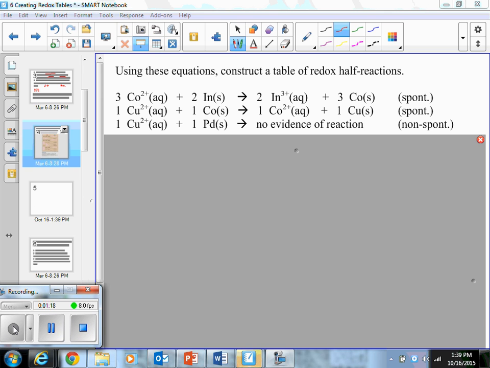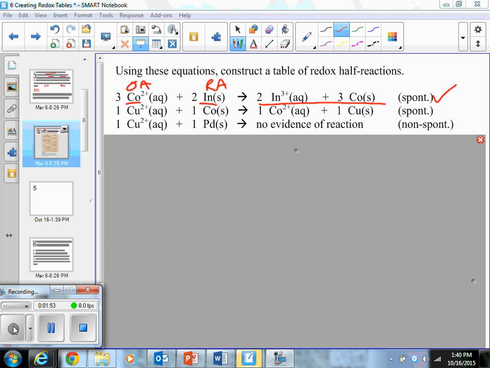So if I look at the first equation here, and I look at cobalt-2 ions reacting with solid indium, which of those is going to act as the OA? It's going to be the cobalt ions. The indium is the RA. So that's our first step, is just identifying which is the OA, which is the RA. Then we look at the result of the reaction. Did it react? Well, here they're showing us products. So obviously we formed products in the reaction. It was a reaction that took place and it was spontaneous.